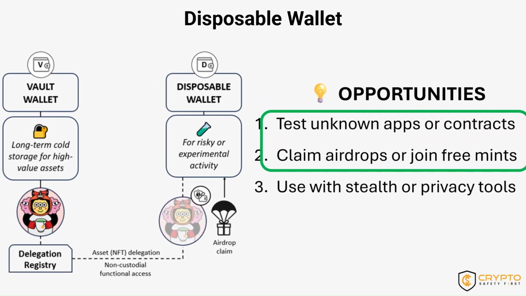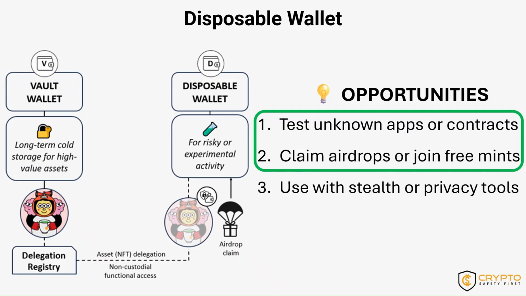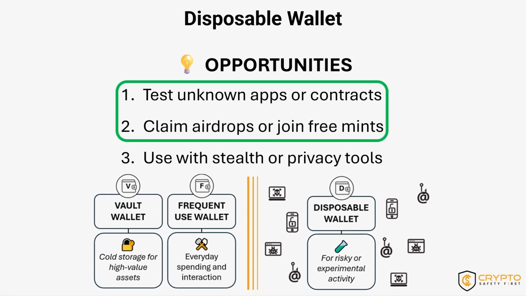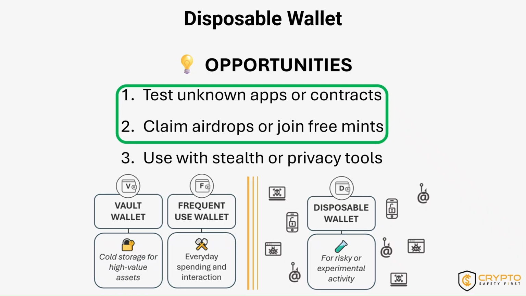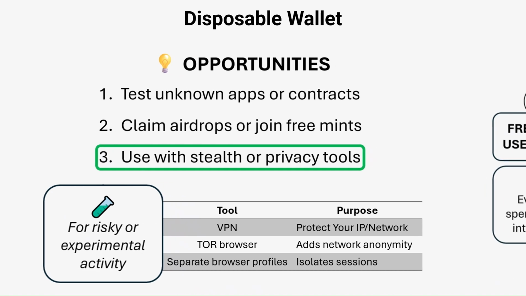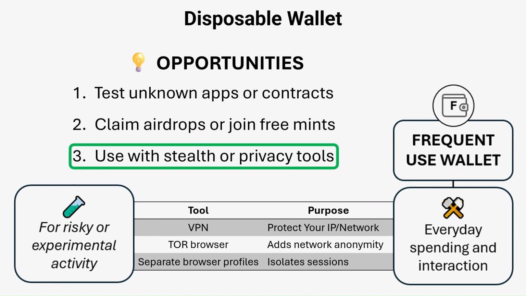Despite its short lifespan, the disposable wallet opens valuable opportunities for safe exploration in Web3. Use it to test unknown apps or smart contracts without putting your main wallets at risk. Claim airdrops or join free mints knowing any compromise stays isolated to that single wallet. You can enhance that isolation with legal privacy tools, VPNs, Tor browser, or separate browser profiles, to reduce network linking and hide your IP. These tools are especially useful when using disposable wallets because they limit how on-chain activity can be traced back to you. They can also help when you're cautious with a frequent wallet, but remember, the vault should remain offline and unconnected.